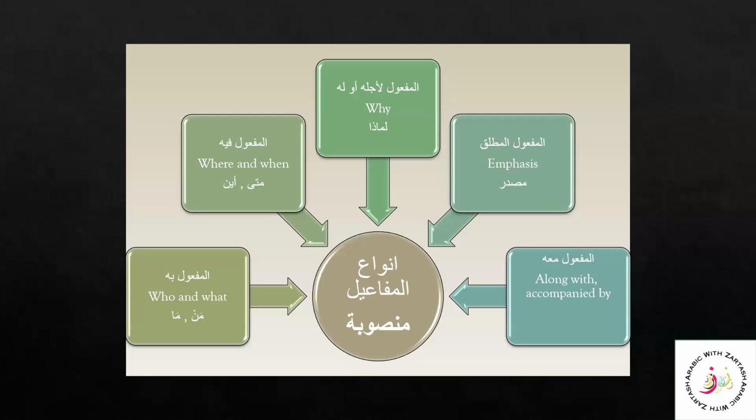Then we have the maf'ul mutlaq that is in the form of a masdar, and it is used for emphasis in the sentence. And we can say that this masdar usually is from the fa'il that is used in the sentence. So it normally has the same root letters which the fi'l has. So we can say that it is the maf'ul mutlaq in the sentence.